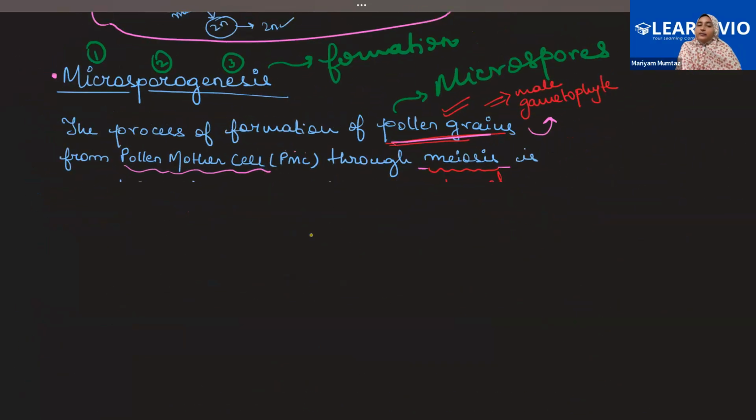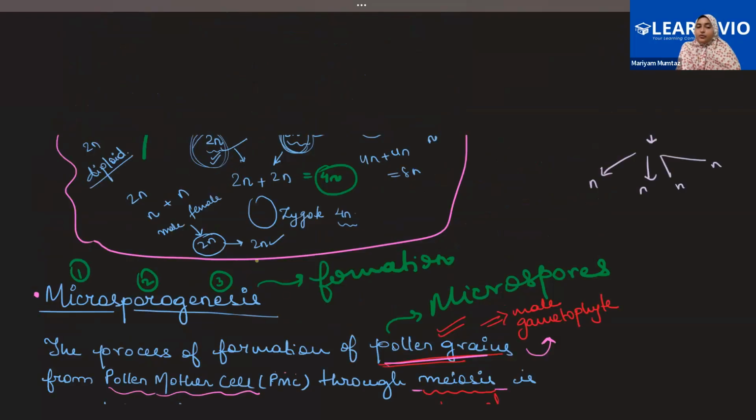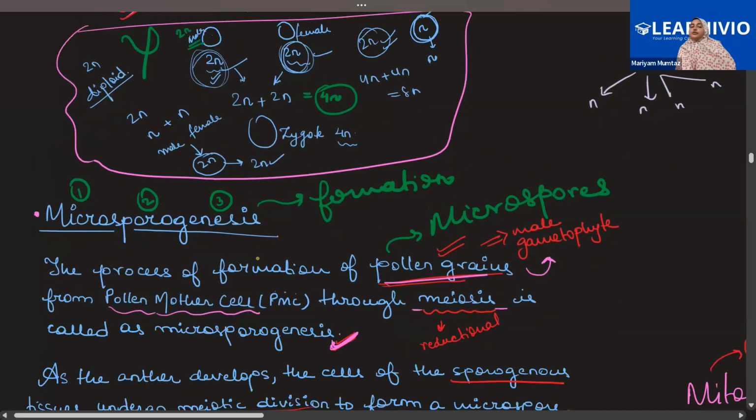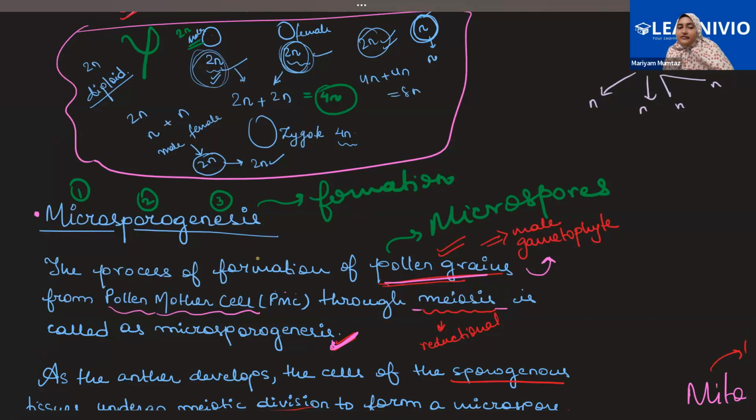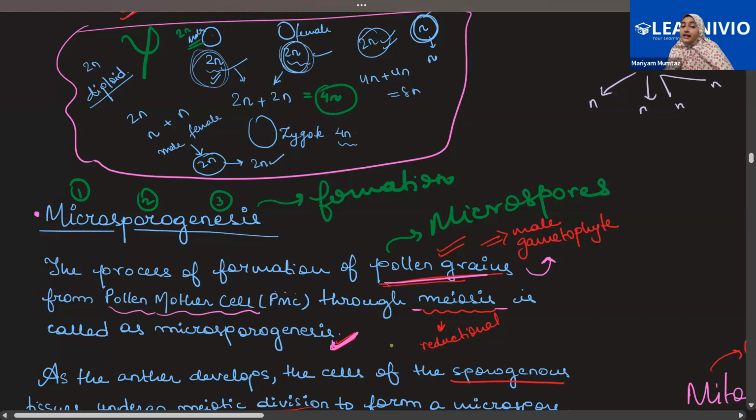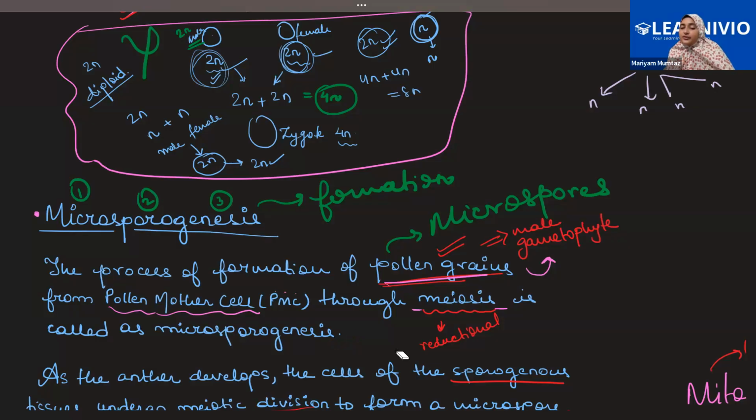Now talking about microsporogenesis. What is it? Microspore, you already know, is the male gamete, that is the pollen grain. Sporogenesis means the formation. So the formation of pollen grains, which are also known as microspores, the male gamete. And from where are they formed? From the pollen mother cell, through meiotic division. We call this whole process microsporogenesis.